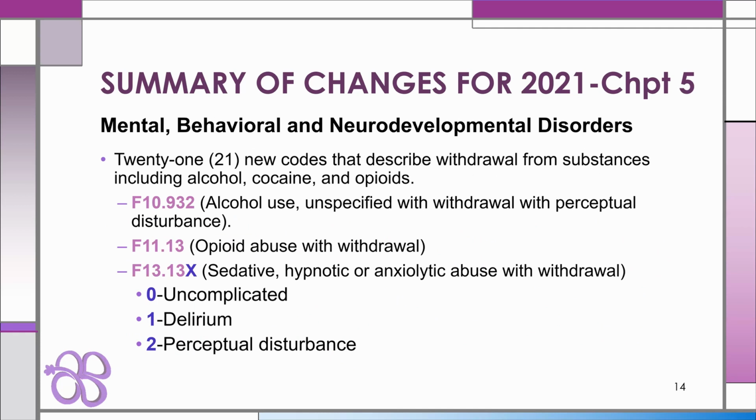Chapter 5, mental, behavioral, and neurodevelopmental disorders. So there are 21 new codes that describe withdrawal from substances, including alcohol, cocaine, and opiates. These are some of the examples. F10.932, alcohol use, unspecified with withdrawal with perceptual disturbance, and then opioid use with withdrawal, and then sedative, hypnotic or anxiolytic abuse with withdrawal, and then the 6th character has 3 different options: uncomplicated, delirium, and perceptual disturbance.